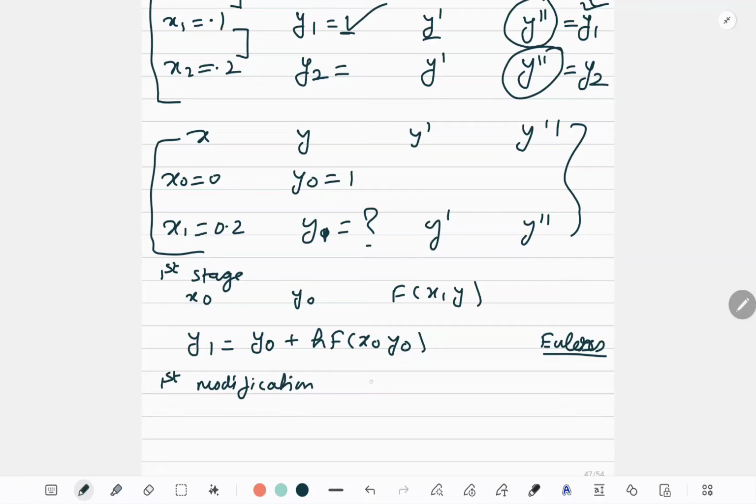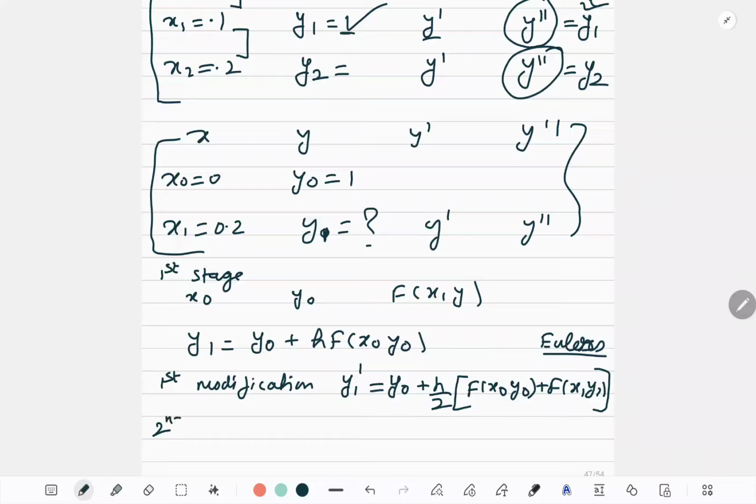Now when you are doing first modification, the formula will be y1 dash. y1 dash doesn't mean the derivative, it is first modification. Now remember, it is y0 only. Don't write it y1, okay? Plus h by 2 in bracket f of x0 y0 plus f of x1 y1. Okay, this is the first modification formula.